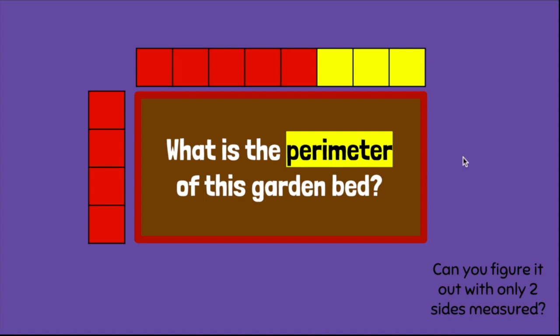What is the perimeter of this garden bed? Can you figure it out with only 2 sides measured? So here I have 5, 6, 7, 8. So 8 and 8 would be 16. And then I have 4, and this side's the same. So 4 and 4 is 8. So can you figure out 16 and 8? If you came up with 24, you are absolutely correct.